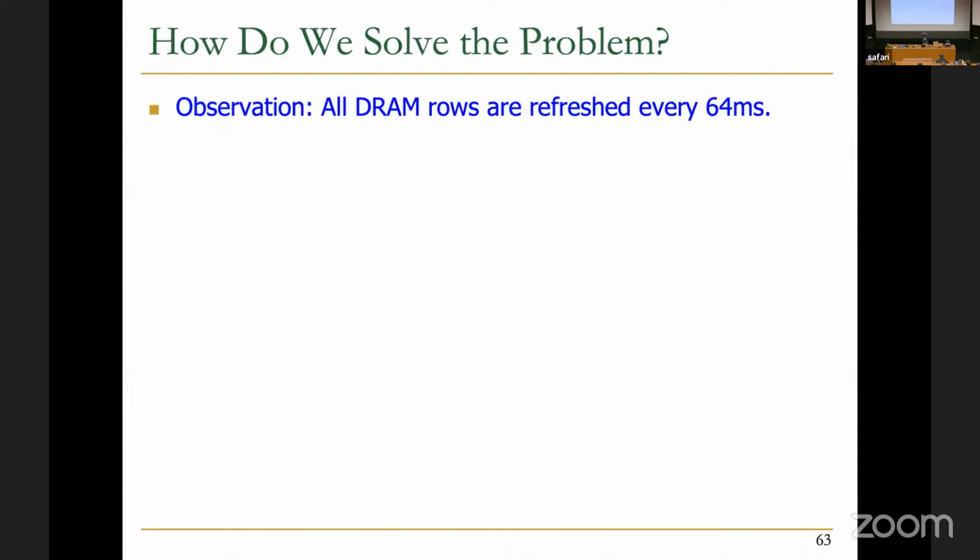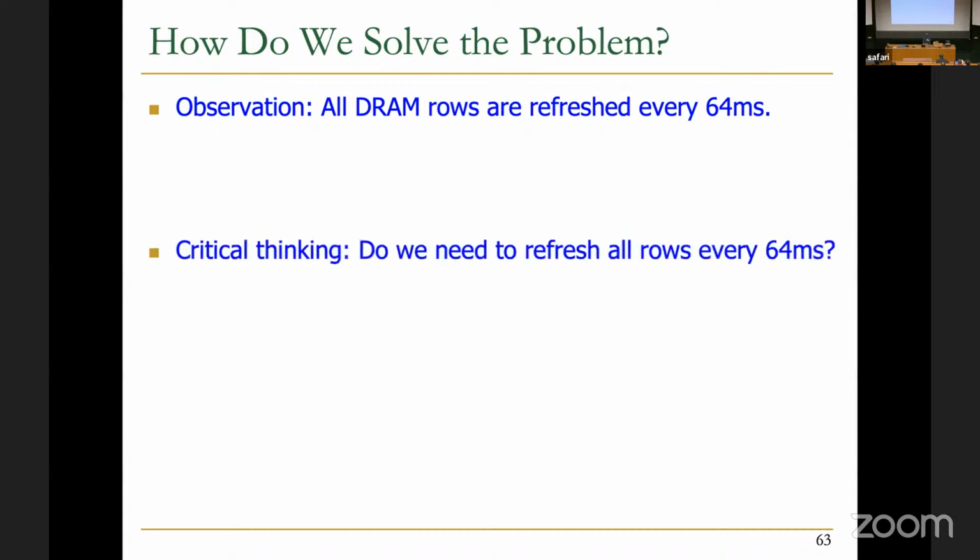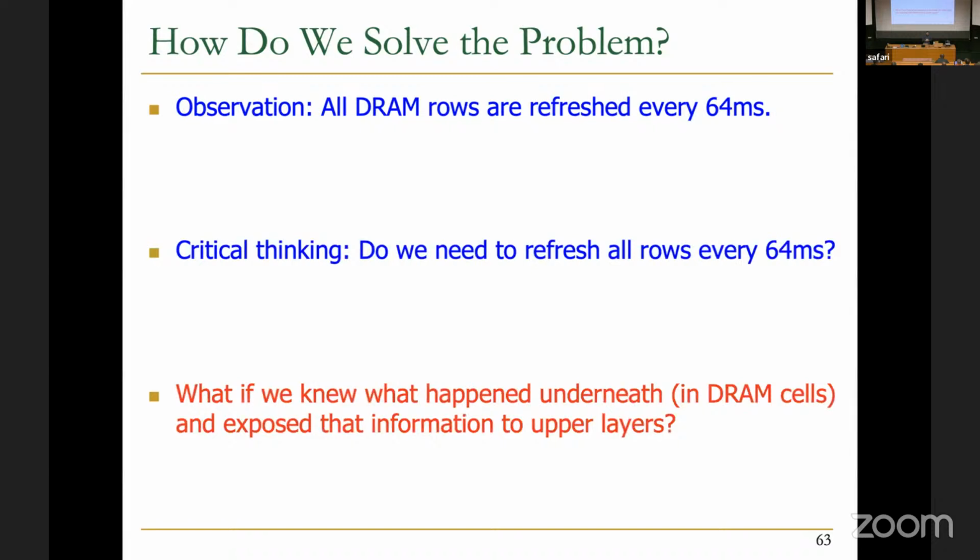I'll start with the first observation that all DRAM rows are refreshed every 64 milliseconds. Again, you can change the number to 60 milliseconds to adapt to today. And the critical thinking question is: do we need to refresh all rows every 64 milliseconds? As we saw in latency related works, there's a huge heterogeneity across DRAM cells. So maybe there is some heterogeneity here as well. So what if we knew what happened underneath in DRAM cells and exposed that information to upper layers? Can we make use of this heterogeneity?